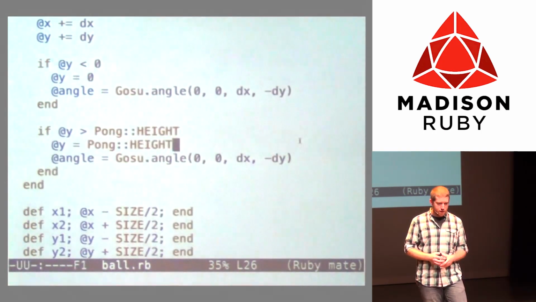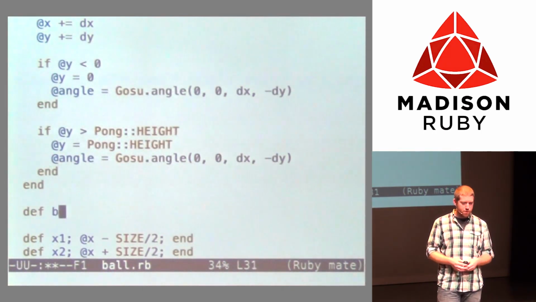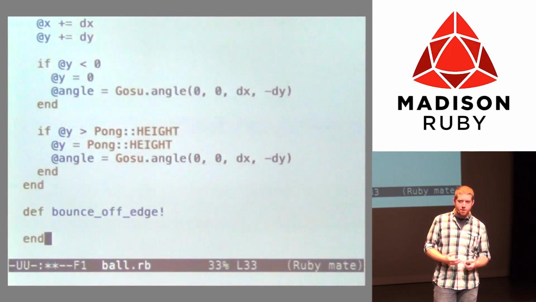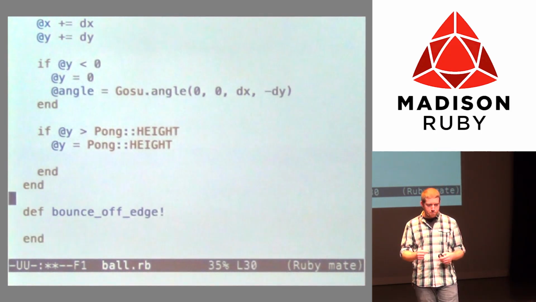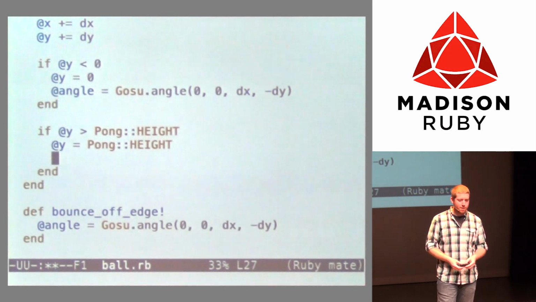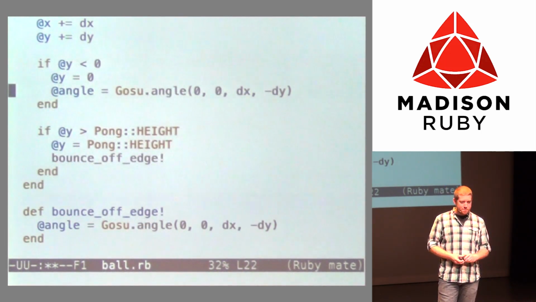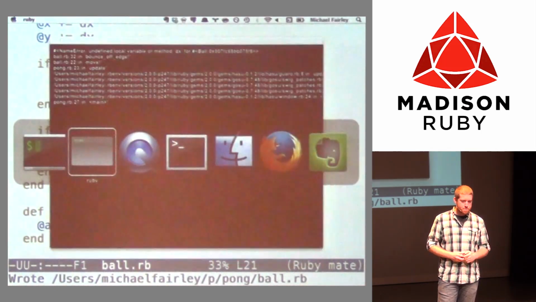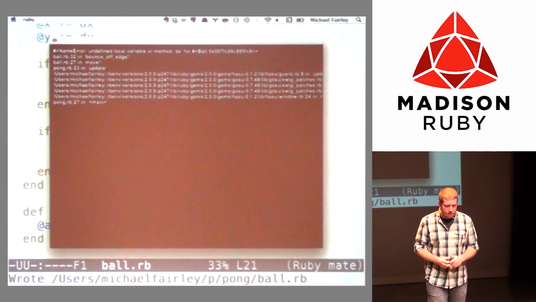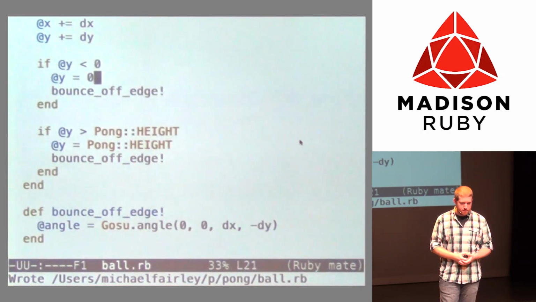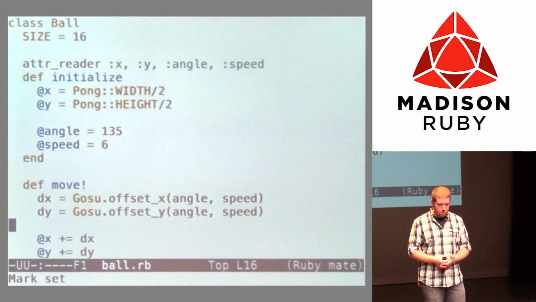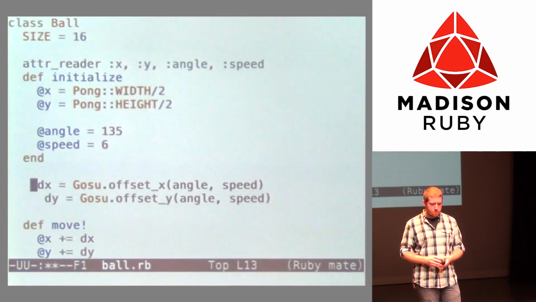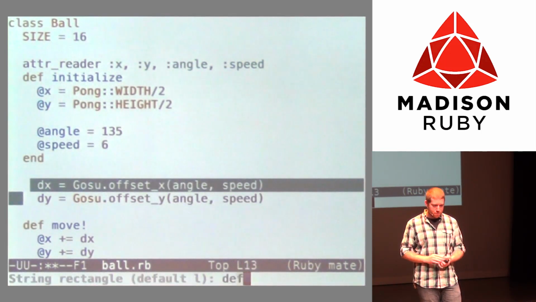I'm going to go ahead and extract out this flipping the y component of the angle into a method called bounce off edge. And if we were to have sound effects, this would be a great place to put a little pleep, pleep, pleep sound while you're playing. And we don't actually have access to dx in bounce off edge because we're computing it in move. So we can pull dx and dy out into their own methods. And this will prove useful a couple times.